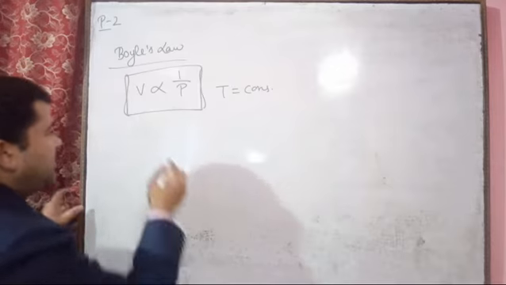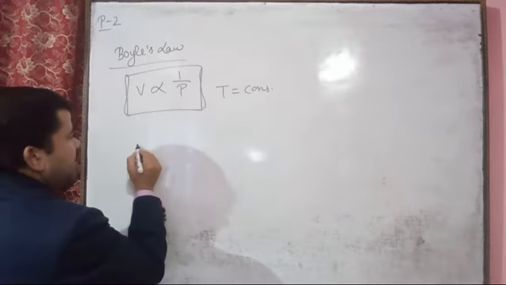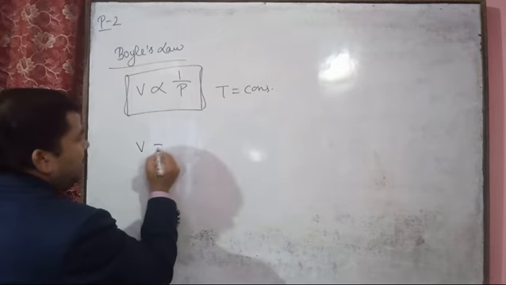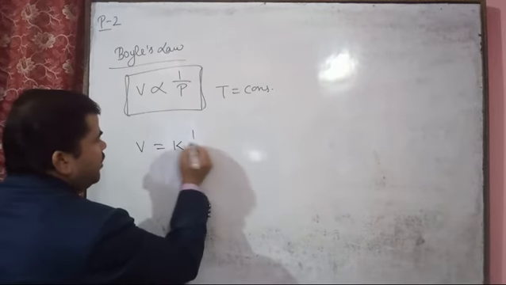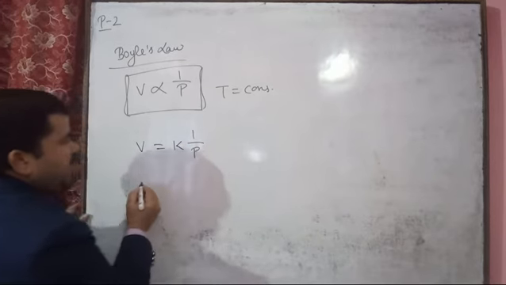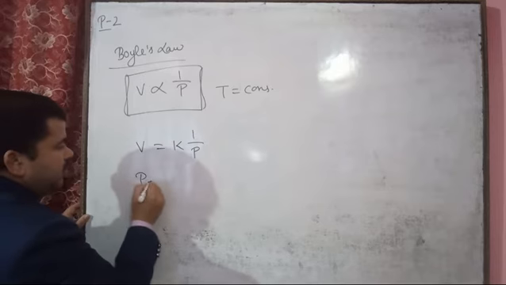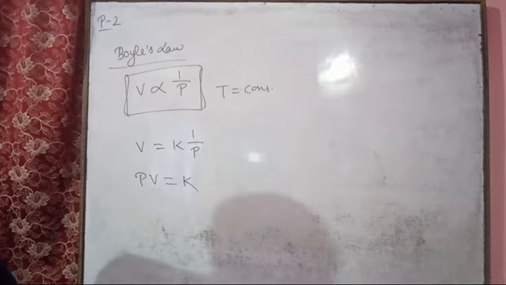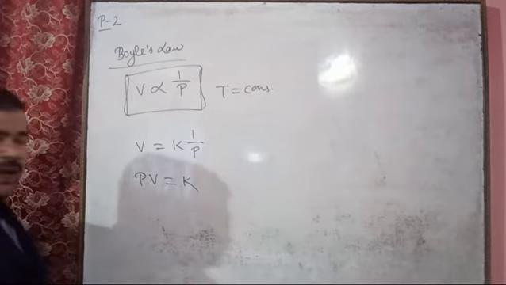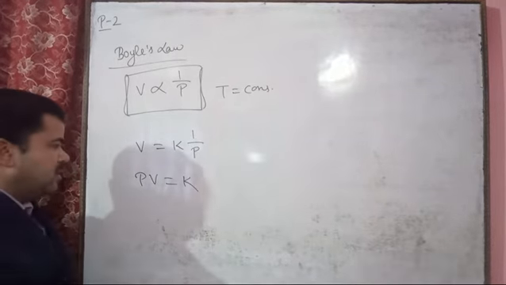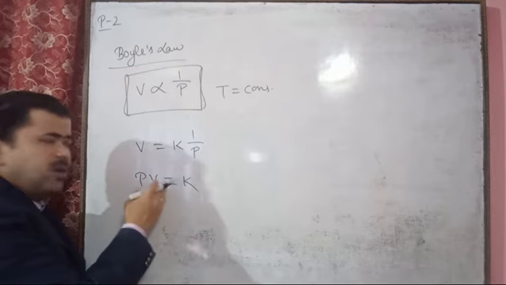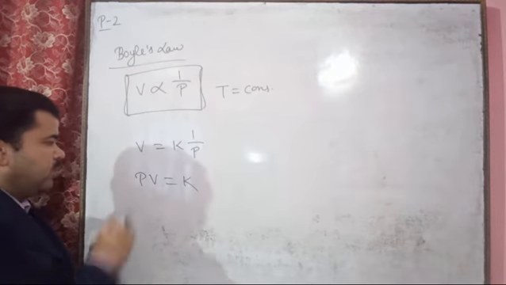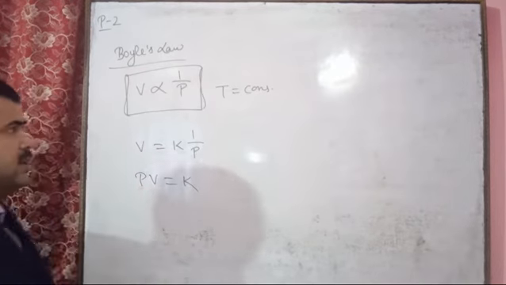We can remove the proportionality sign by using the constant K. So V equals K times 1 by P. Then we can write PV equal to K. So here also we can say Boyle's law: the product of pressure and volume is constant.